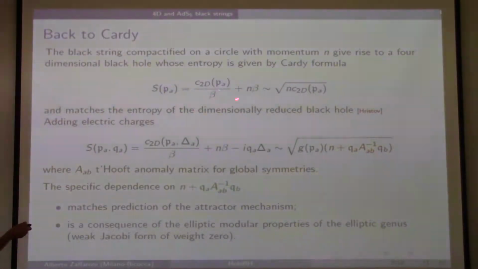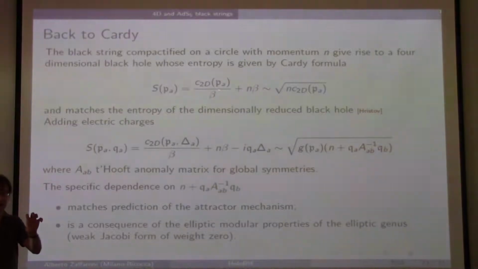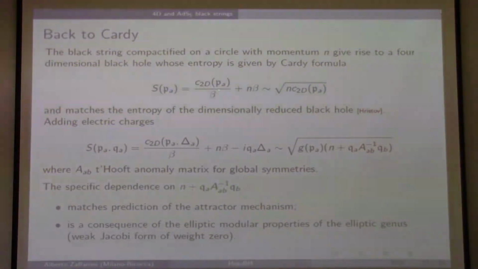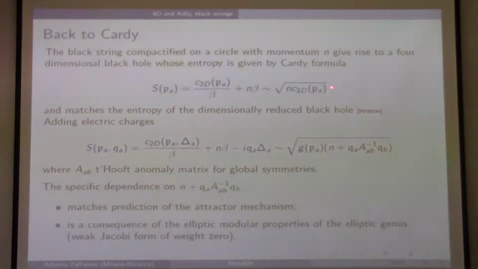You do a Legendre transform with respect to the temperature. This is Cardy's argument. And you get that the Legendre transform of this gives you the square root of n times the central charge. So the Cardy formula. And this is just the formula that tells you how many states there are in the given conformal field theory at energy n. It is the square root of n times the central charge.